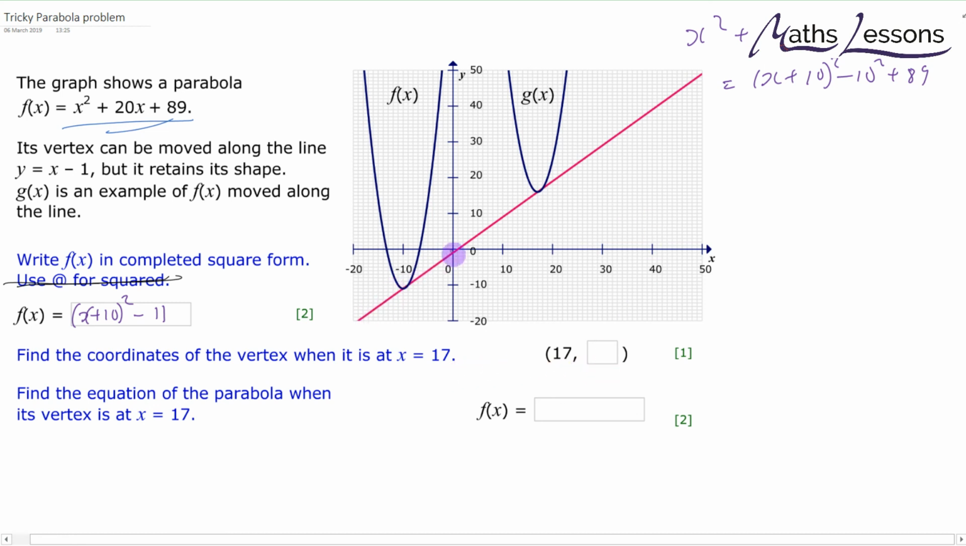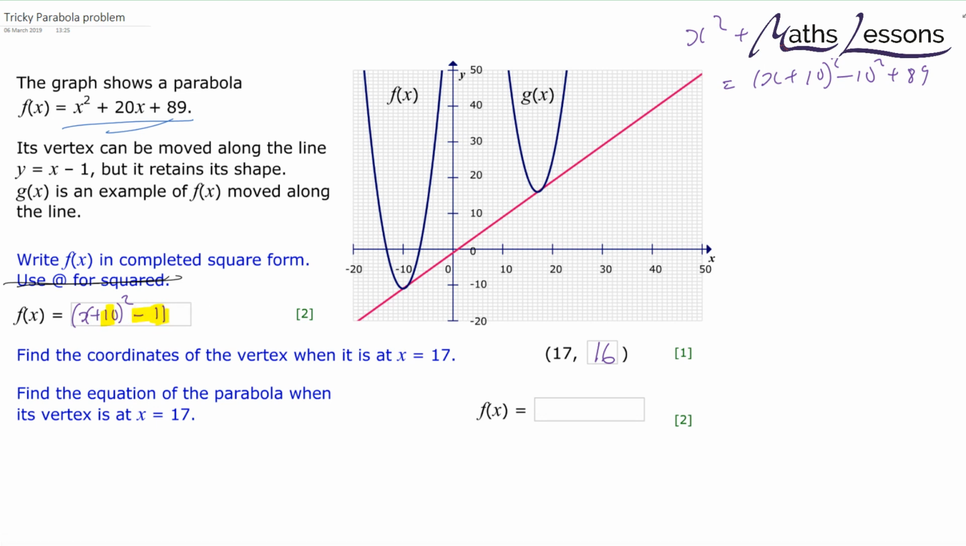Now we want to find the coordinates of the vertex when x equals 17. So we're going to shift along the y equals x minus 1 graph. Remember here x was minus 10 and y came out to be minus 11. Then it stands to reason that if x is 17, then y is going to be 17 minus 1, which is 16 for that vertex. And therefore, we know that these two values give us our vertex.